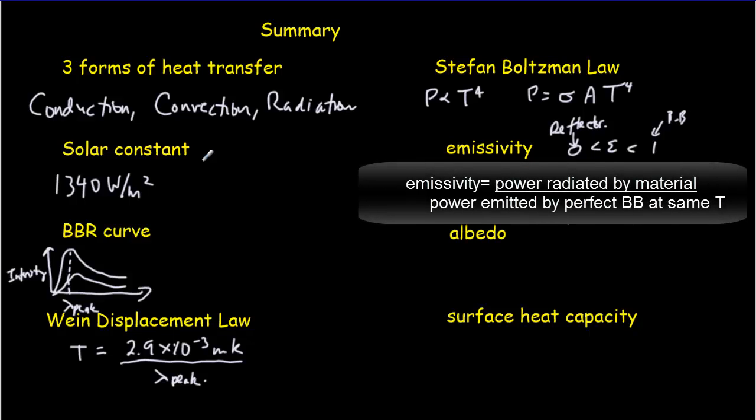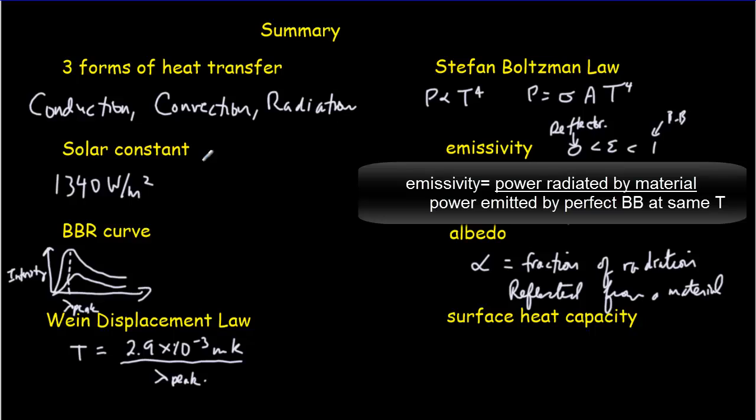It's just a fraction. It compared the power emitted from a particular material to the power emitted by a perfect black body at the same temperature. And then we introduced albedo. It was just the fraction of radiation reflected from a material. And then the last idea that we talked about was the surface heat capacity. So if we're talking about heating up the Earth, we're more interested in how much energy it takes to raise a given amount of surface area by 1 degree Celsius. And that would be your surface heat capacity.